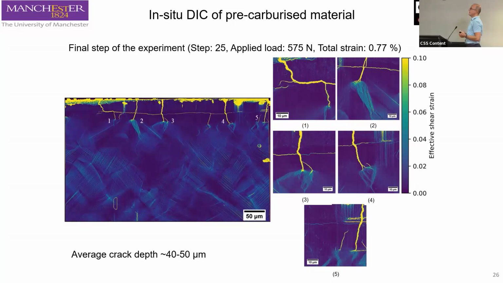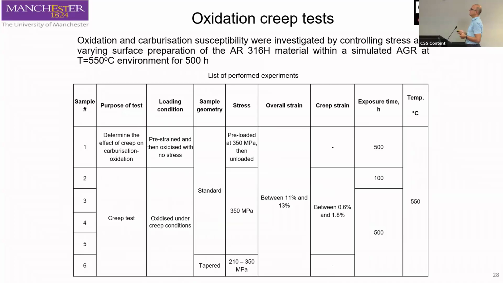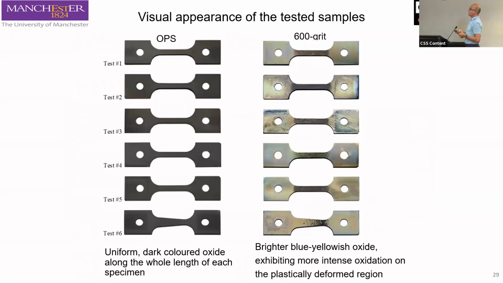Now, we also wanted to understand the effect of surface preparation as well as the effect of stress and strain on the evolution of the oxide and the carburization. And we ran several experiments. I'm not going to bore you with the details of these tests, but there was something in common for all the samples. And here we have a visual appearance of all the samples.